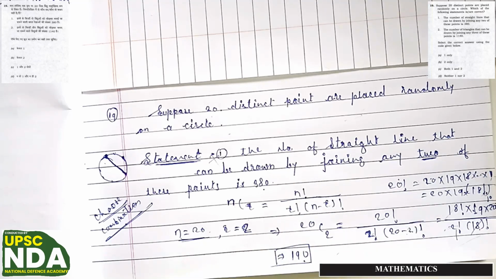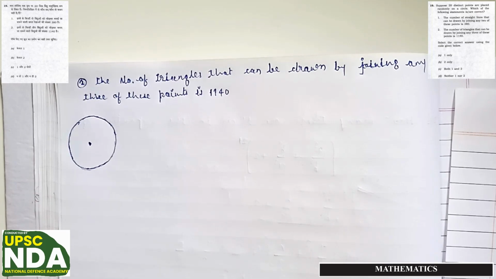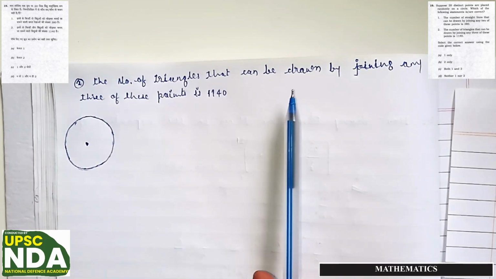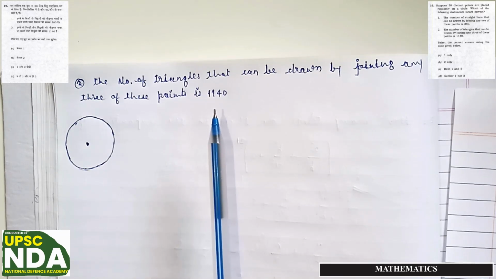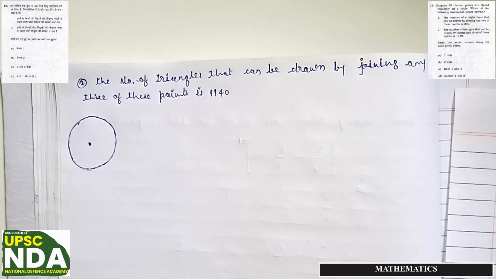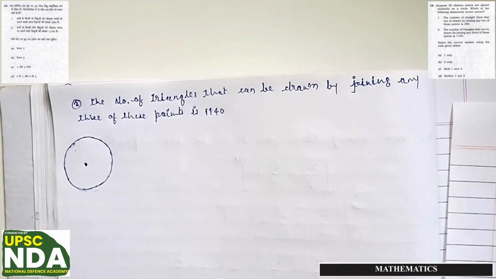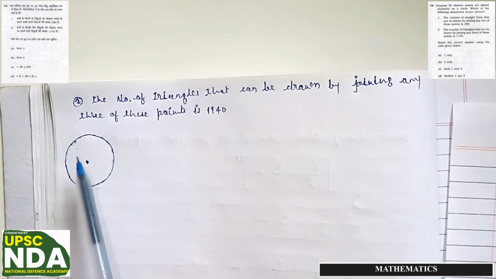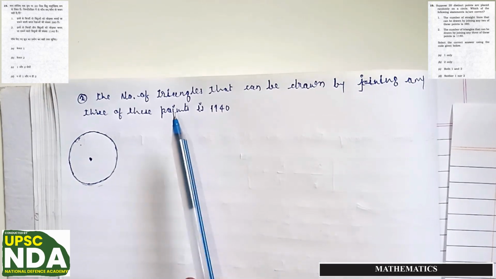Now let us move to another statement. The statement is the number of triangles that can be drawn by joining any 3 of these points is 1114. We have a circle with 20 distinct points placed everywhere. So what we have to do is draw the triangles.